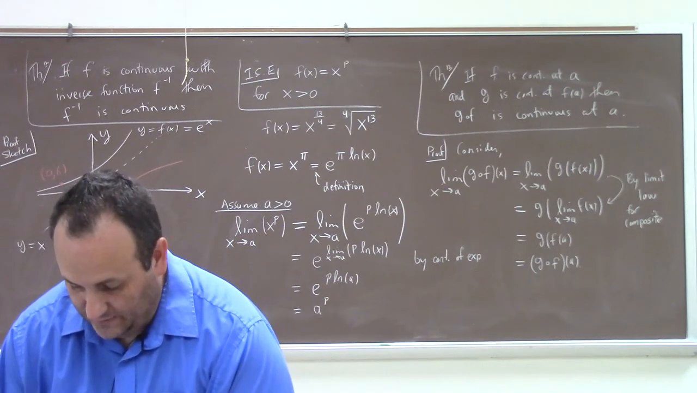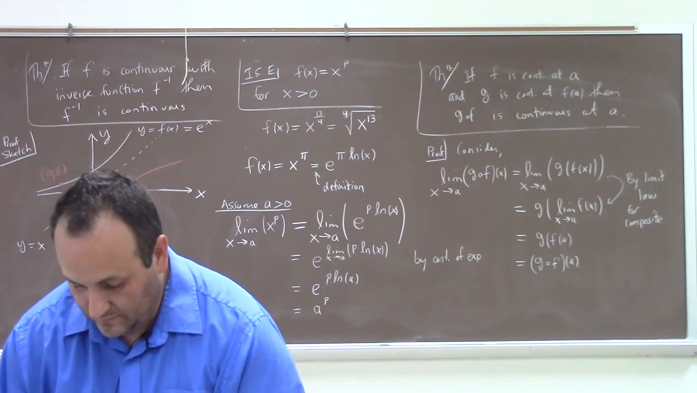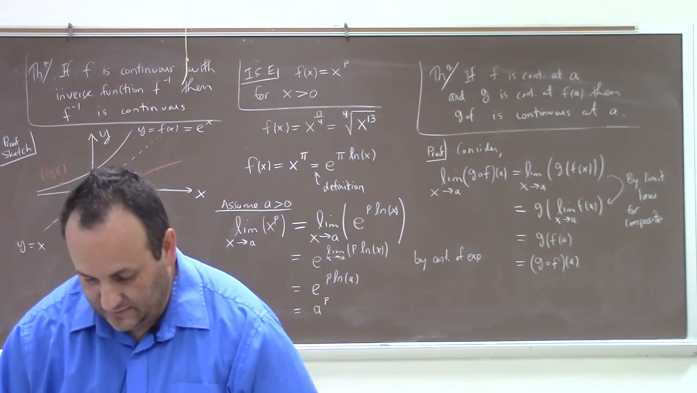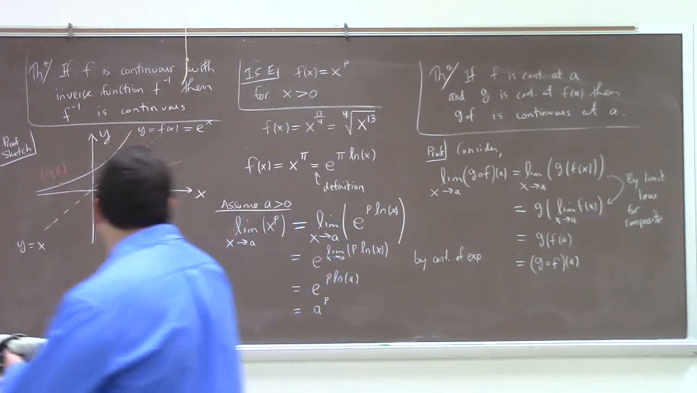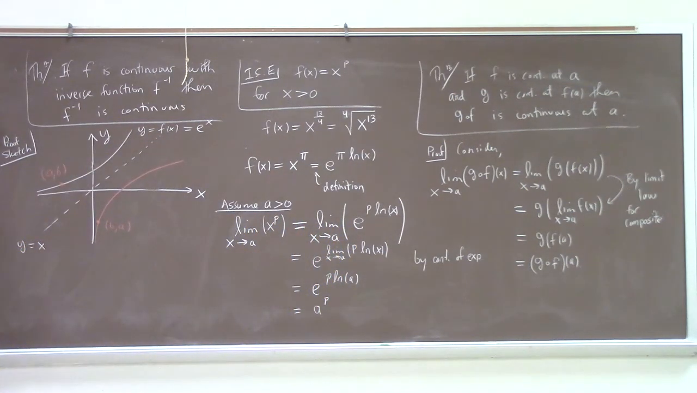So what's left in the continuity chapter is one section, which is the intermediate value theorem, right? I'll be brief about this. I've given you a couple homework problems about it.